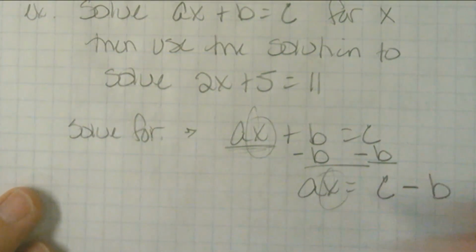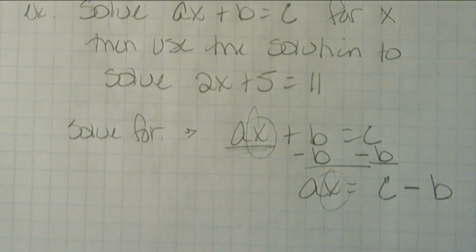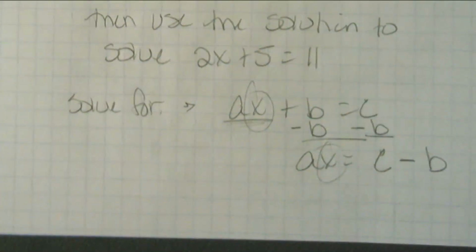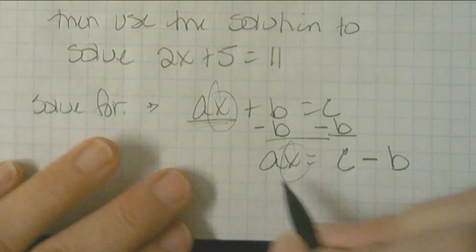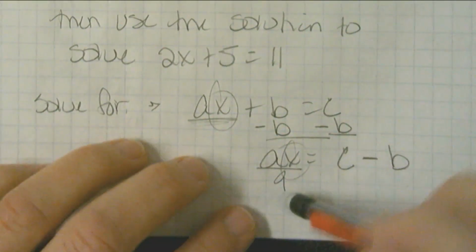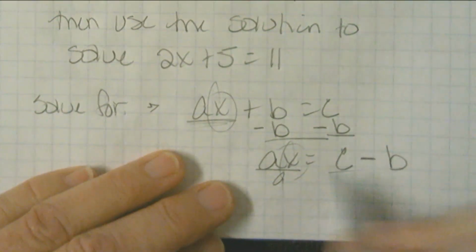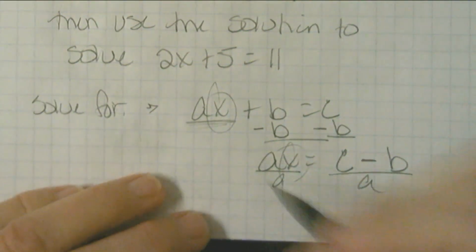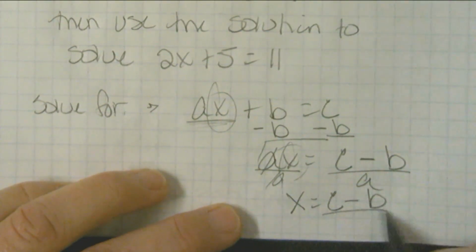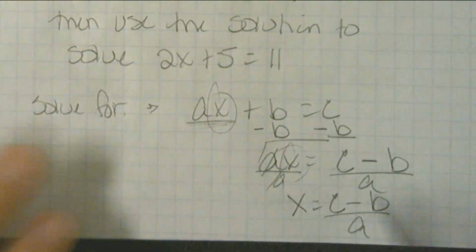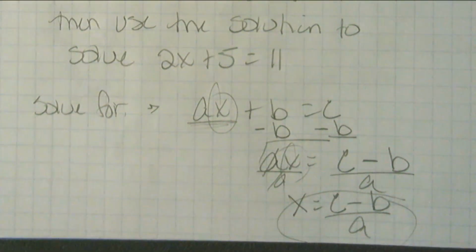Remember, I want to get x alone. All right. How do I get x alone now? Rafaela? Divide both sides by a. So I'm just going to divide the whole right side by a. My a's divide out, and I get x is equal to c minus b over a. Are you guys cool so far with that first part?